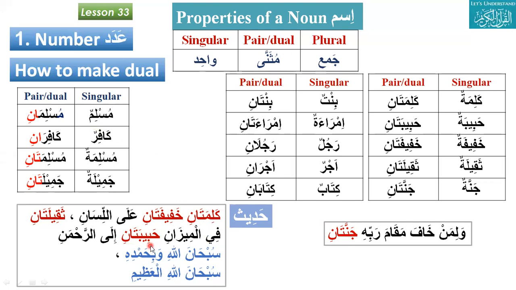Jazakallah khair, thank you. Similarly here, Jannatani. Singular is Jannah, one garden, and Jannatani is two gardens. Farhan bhai, would you please take this ayah?